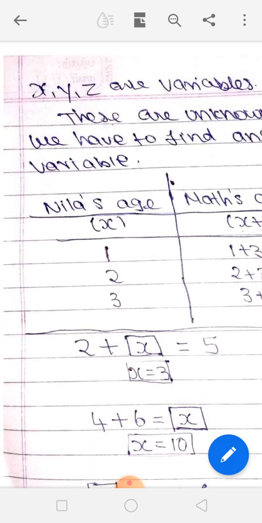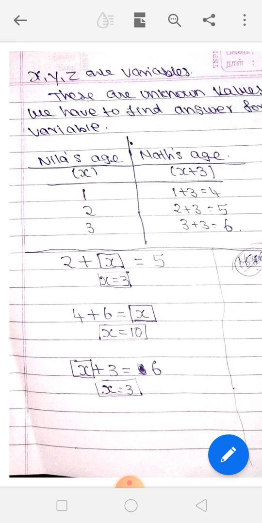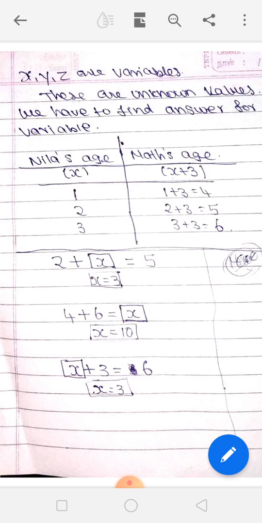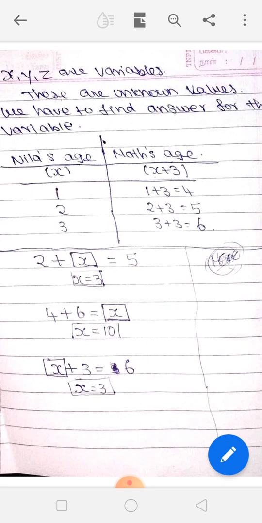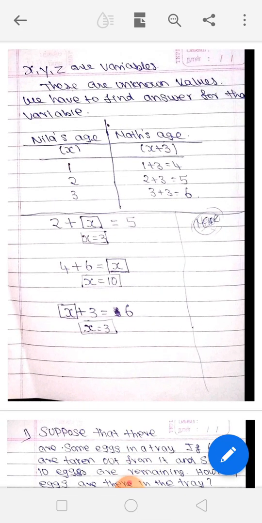X, Y, Z are variables. So x is a variable. What is the exact meaning of that x? These are unknown values. So that x value is an unknown value. We have to find the answer for that variable, the answer for that x value. So x means it's an unknown value, and we have to find the values for that x. How are we supposed to find the values of x?